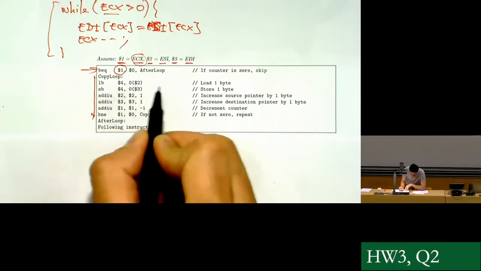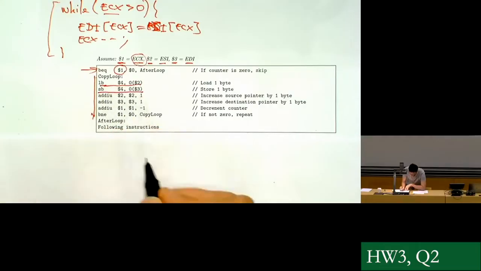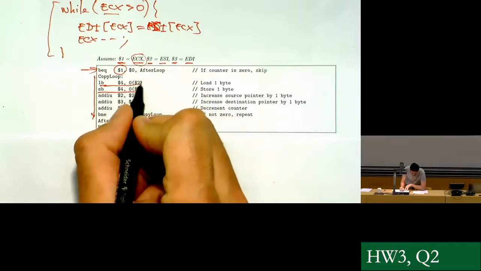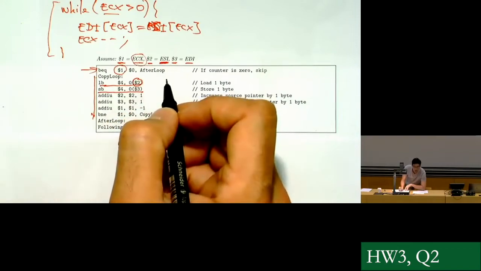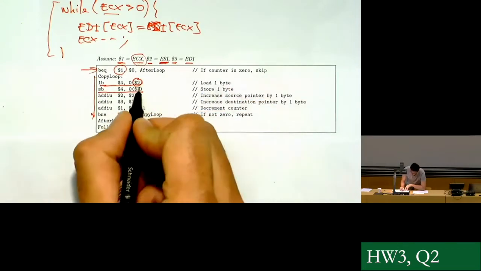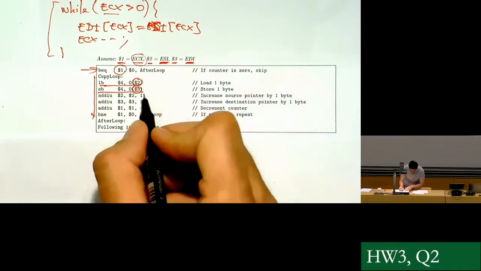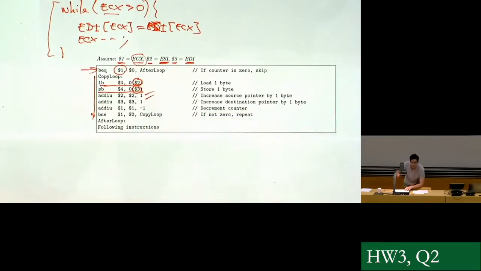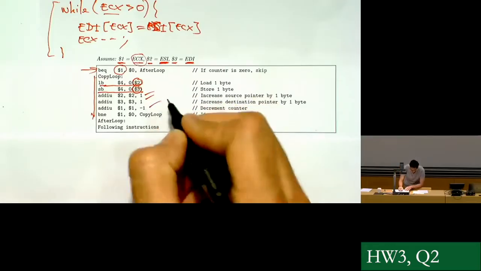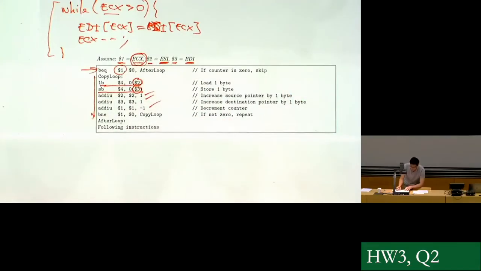In this loop, as you can see, we load 1 byte, and we store this byte in the corresponding memory position. These memory positions are determined by register 2, that is ESI, the pointer to the source array, and register 3, the pointer to the destination array. Right after that, we increment register 2 and register 3 to point to the next byte, and we decrement register 1 that contains ECX, so it contains our counter.